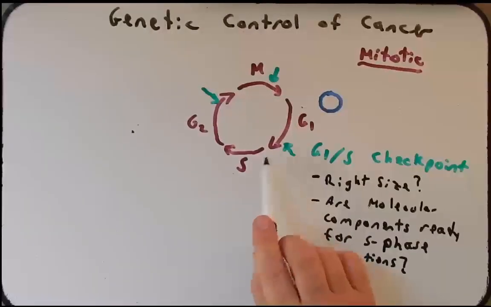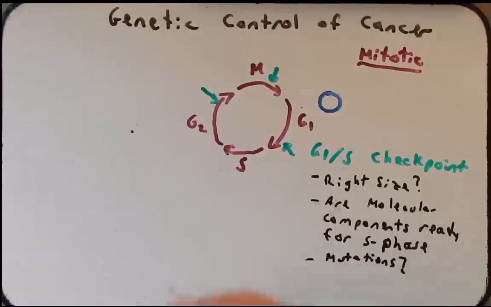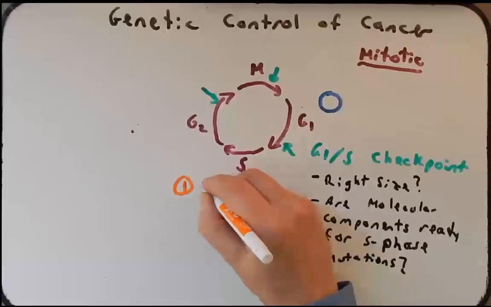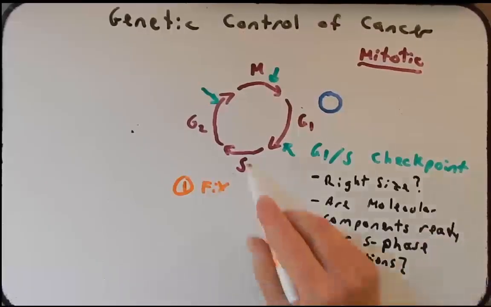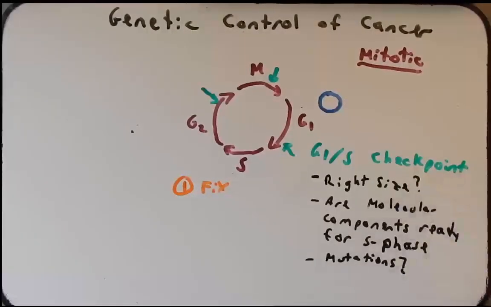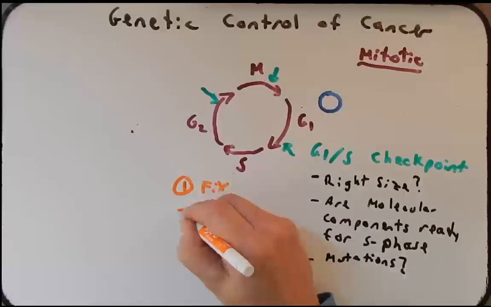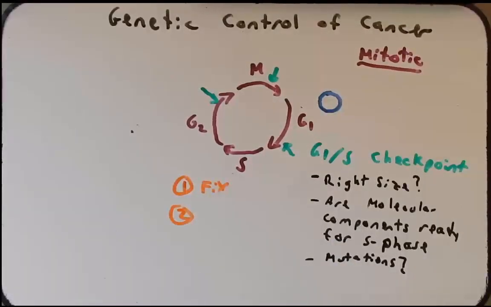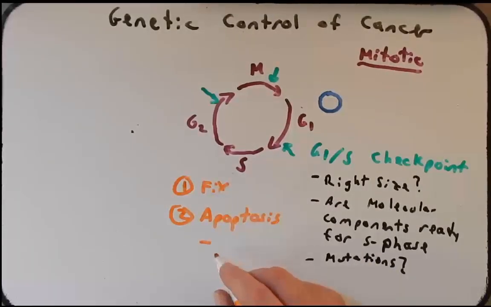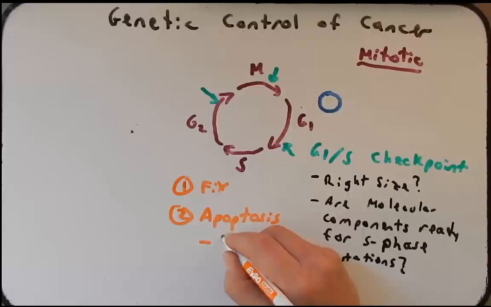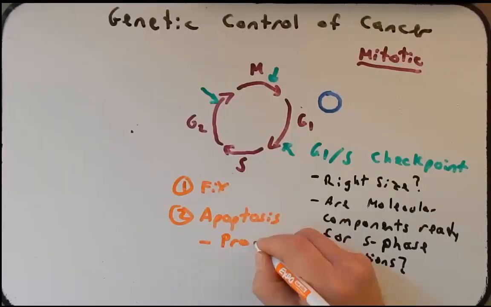If there are mutations, the cell will do one of two things. Either fix the problem, fix the mutation, turn the right genes on to enter S phase, wait till the cell is the right size. So it might fix the problem. However, sometimes the problems are at such an extent that it's not easy to fix, in which case the cell will enter apoptosis. For our purposes right now, just remember that apoptosis is programmed cell death.